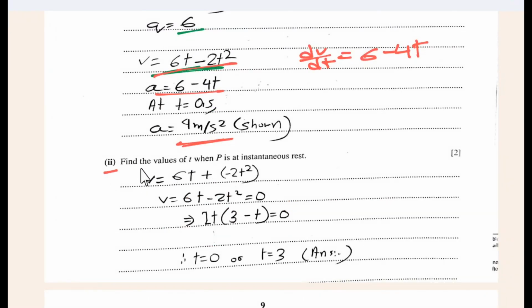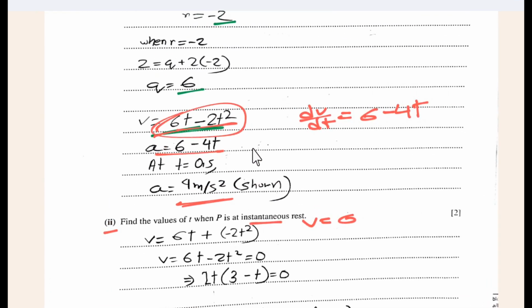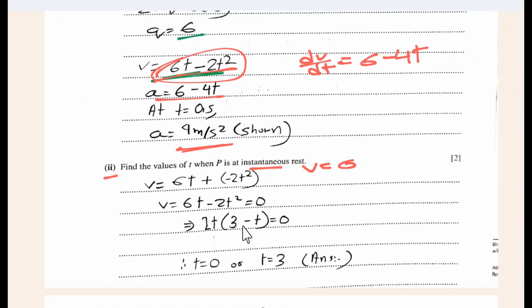Then in part 2, find the time when P is at instantaneous rest. So at instantaneous rest, we know that velocity is 0. So for the expression of velocity, we have to equate it to 0 to find the value of t. And you must notice that we need to find values of t, that means multiple values of t. So the first value would be t is equal to 0 and the second value is 3.